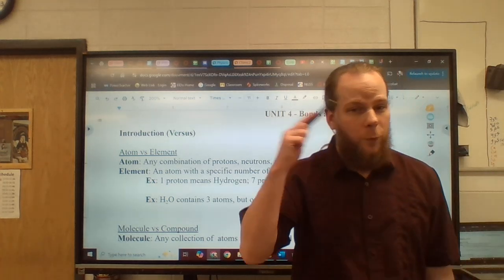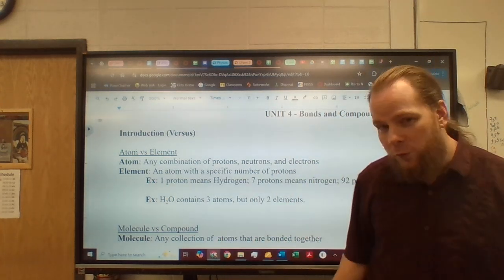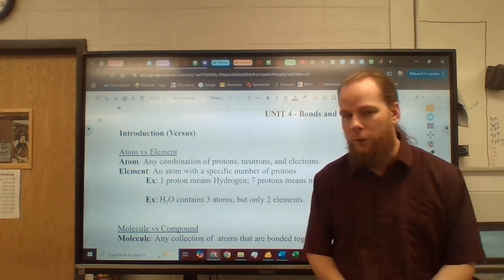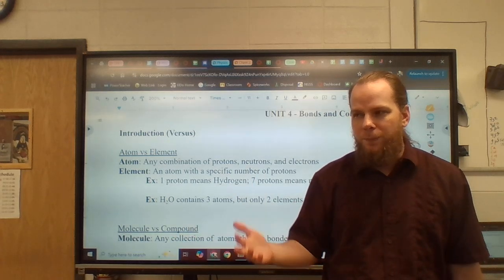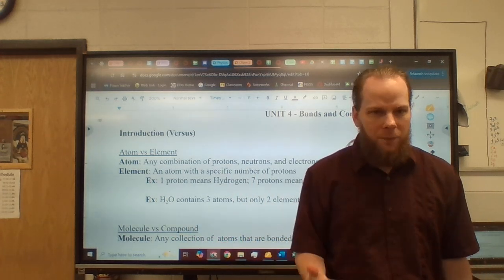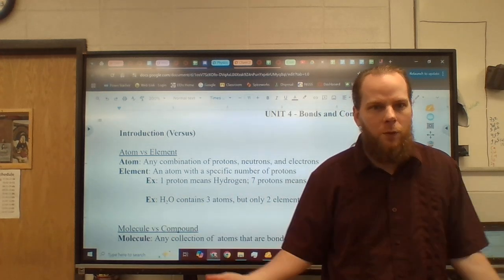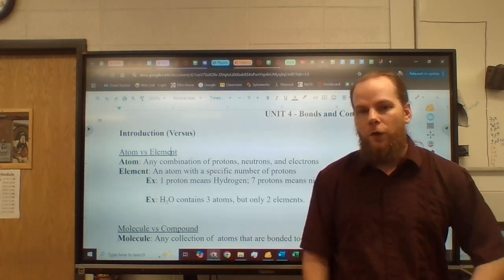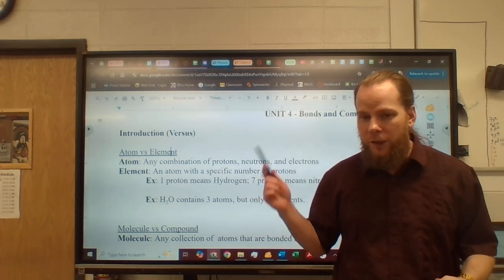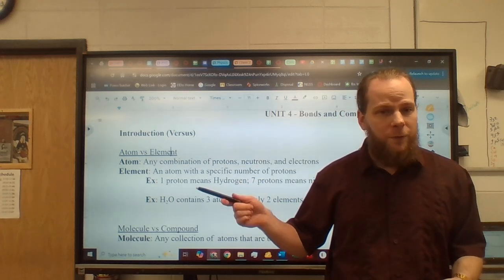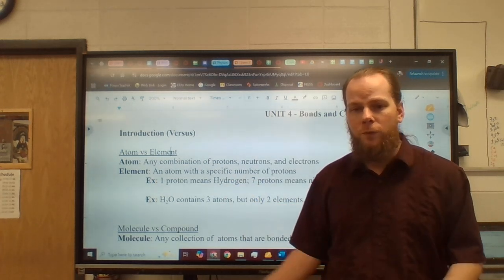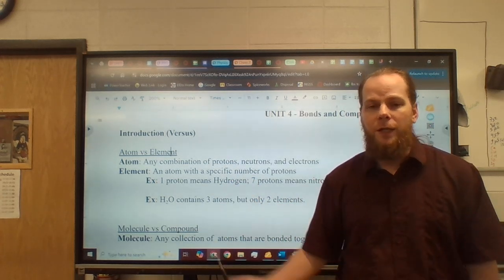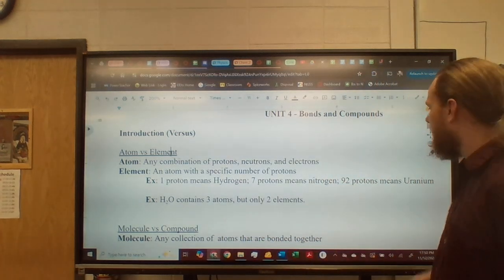That's where this becomes important, because as we start dealing with larger and larger molecules, the number of elements might be 3, and the number of atoms might be 40 or 50 or 80, depending on how complicated the formula is. So that's why I wanted to mention this. Okay, that's pretty much it for atoms and elements. I'm going to scroll down for molecules and compounds, let you write this down, and then I'll talk about that.